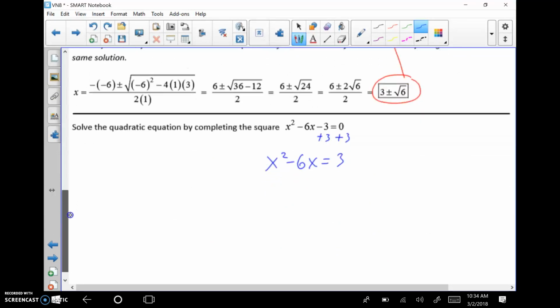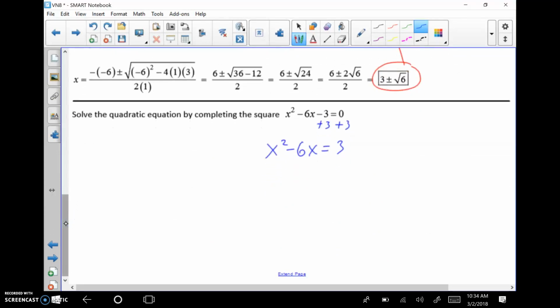This is pretty much the same problem, except with a positive 3 instead of negative 3. Sorry, I didn't realize how similar it was. All right, so then the next step is going to be the "what do I add to both sides" phase, right? It's going to be x squared minus 6x plus something equals 3 plus something.